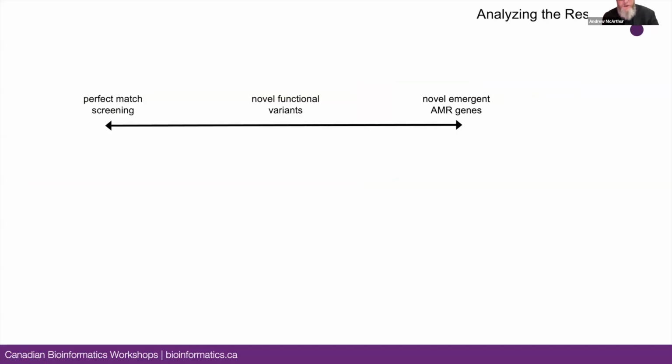All right, following up on some of the earlier lectures, I'm going to give you three axes that you can look at analyzing the resistome. So the resistome means the complement of resistance genes and mutations in your sample. The first is from perfect matches all the way to novel emergence. Perfect matches, in other words, it matches identically amino acid to amino acid, an enzyme that's been fully characterized and published. In the middle, you have novel functional variants. It's a variant of a known enzyme, and then really novel emergent.